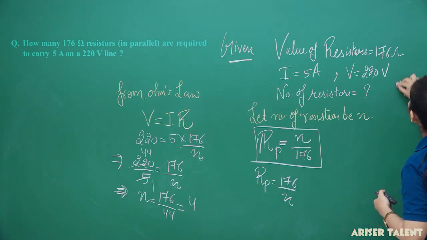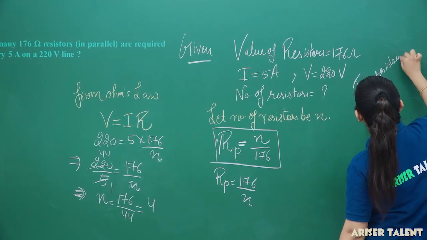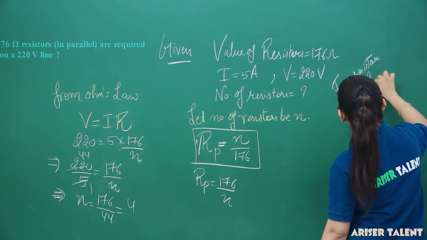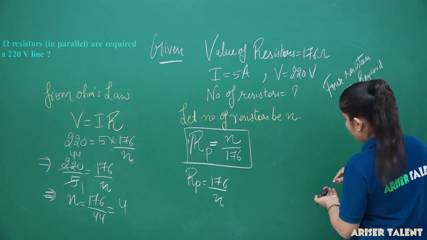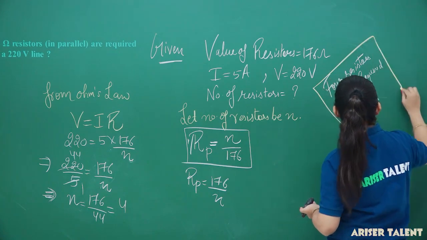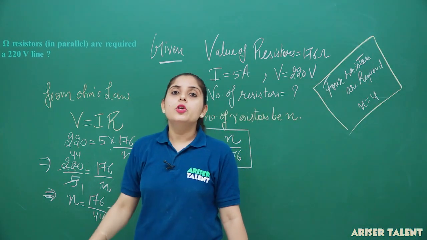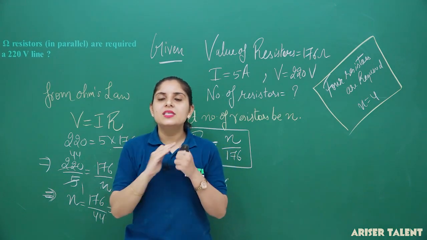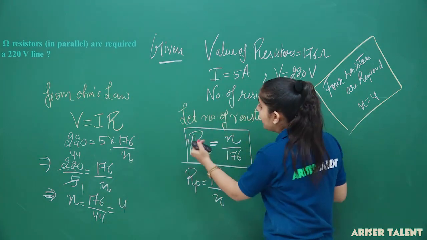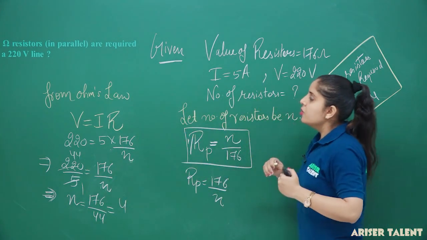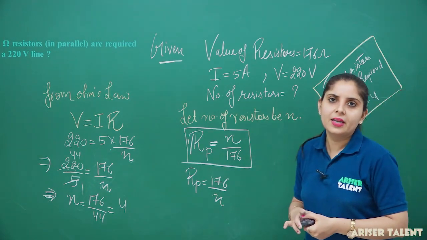So, the answer is 4 resistors are required, and the value of n is 4 here. So, this is the solution for this problem, and you have to remember, when you are connecting the resistances in parallel, you have to reverse the value, because in series combination we just get the sum of resistances, but in parallel combination we get an inverse relation here. So, this is a very interesting question we are getting here.